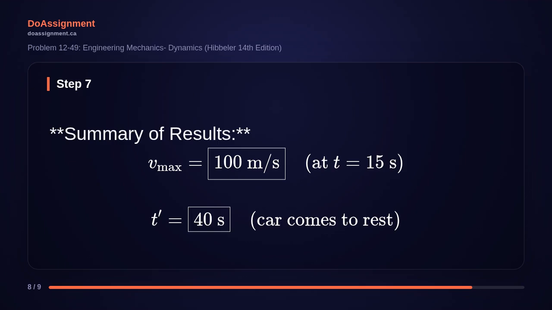To summarize, the maximum velocity is 100 meters per second, reached at t equals 15 seconds. The car then decelerates and comes to a complete stop at t prime equals 40 seconds.